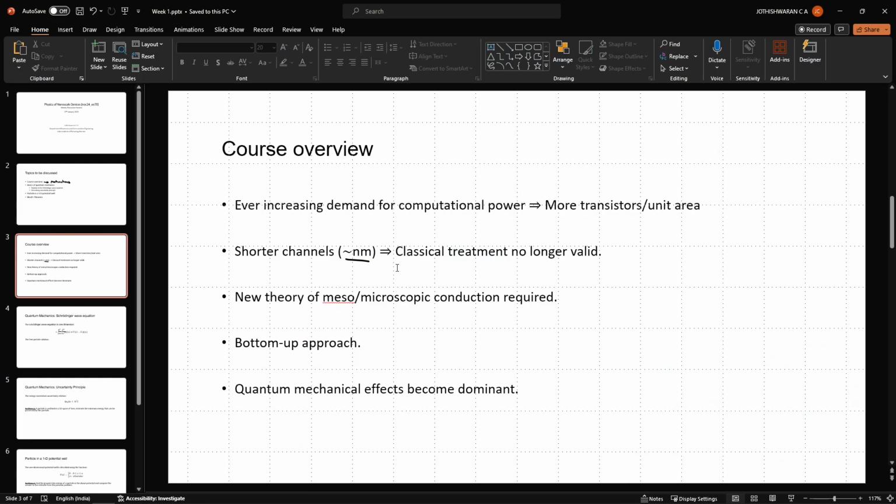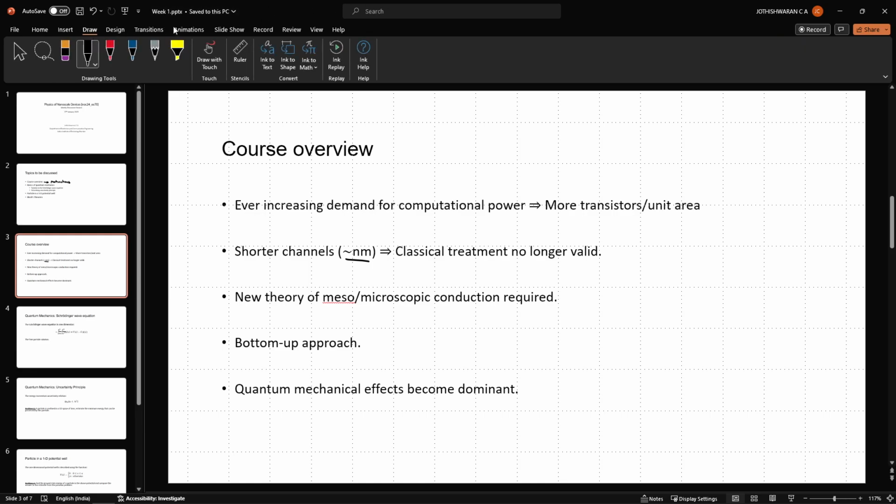And because of that, a new theory of mesoscopic / microscopic conduction is required. So that will be the central focus of the first half of this course, and using that we shall set up a bottom-up approach towards the study of the device. What do we mean by bottom-up approach? Bottom-up approach means we will start from the electrons.